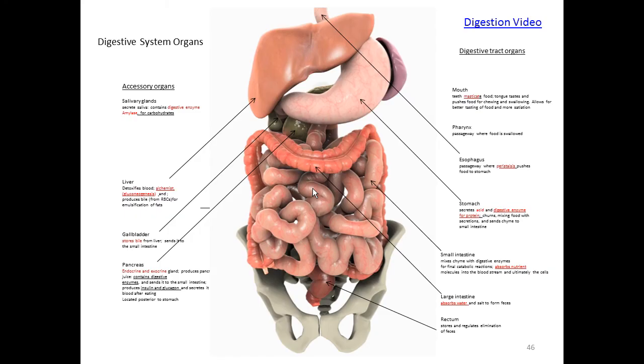And how do they do that? How do they get the food from a macromolecule to a monomer or a subunit? It's because the pancreas back here is going to release digestive enzymes into the small intestine to catabolize the protein to amino acids, lipids into fatty acids, and carbohydrates such as starch and glycogen into glucose.